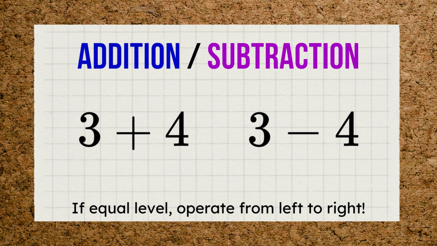Now for the easiest part, you need to add and subtract last. So you evaluate them from left to right if you see multiple plus or minus signs. But your goal is to basically remove all of the multiply, divide, exponent stuff like that, and leave just plus and minus in the end.